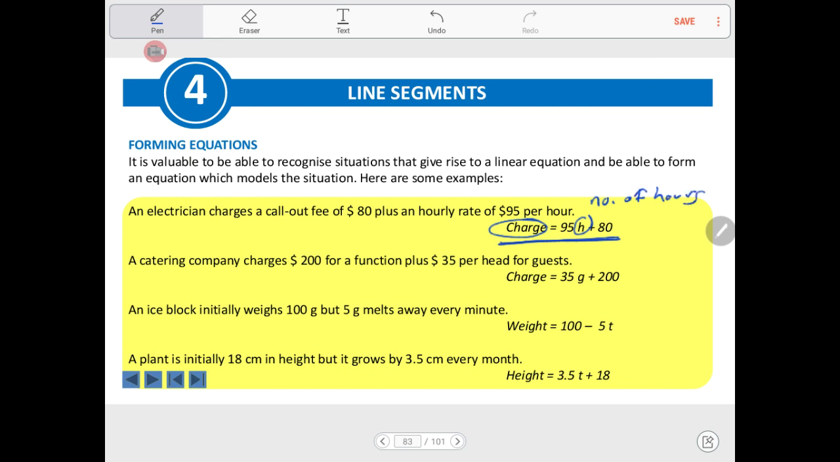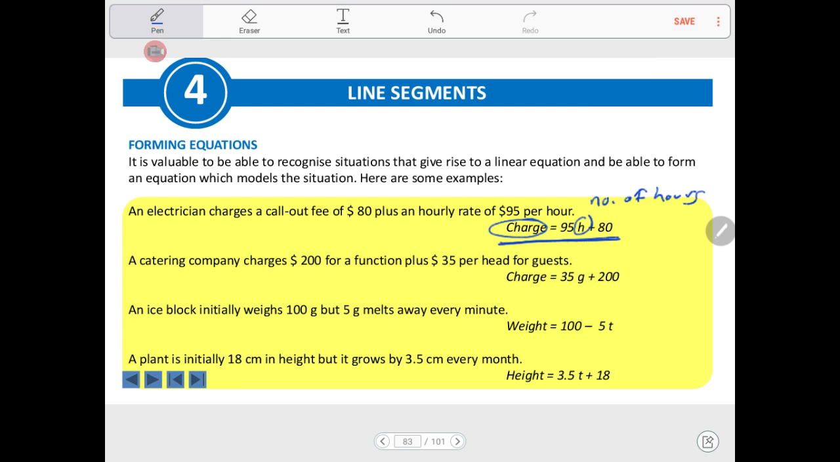Now that's probably the trickiest part of this, deciding what the variables are, because you can get mixed up. You might think, oh well, is the variable actually the hourly rate, because that's a different number for different numbers of hours? You can get a bit confused with these, but the main thing is just to practice and get experience with these.